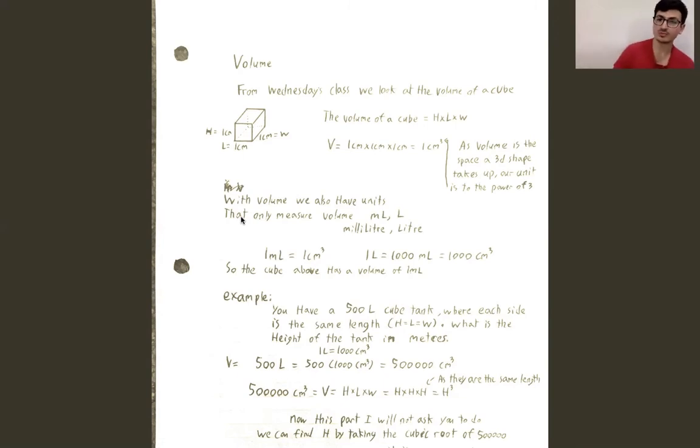Okay, so we have conversions here for you. 1 milliliter is going to be equal to 1 centimeter cubed, and 1 liter is going to be equal to 1,000 milliliters, which is going to be 1,000 centimeters cubed. So the cube I drew up here is going to have a volume of 1 milliliter.